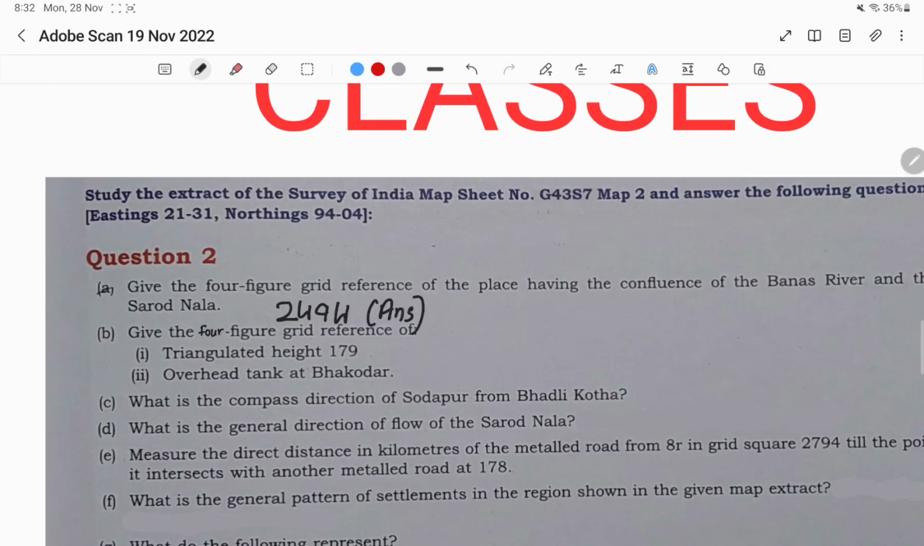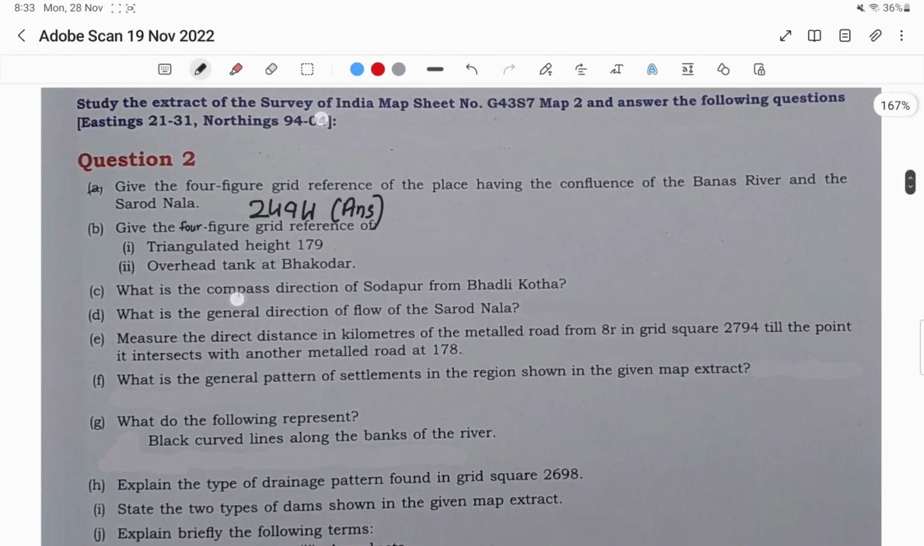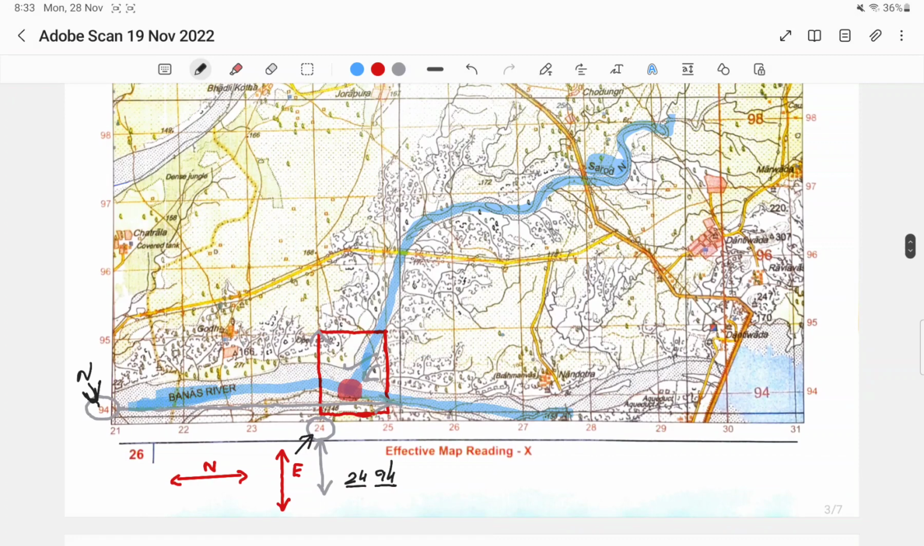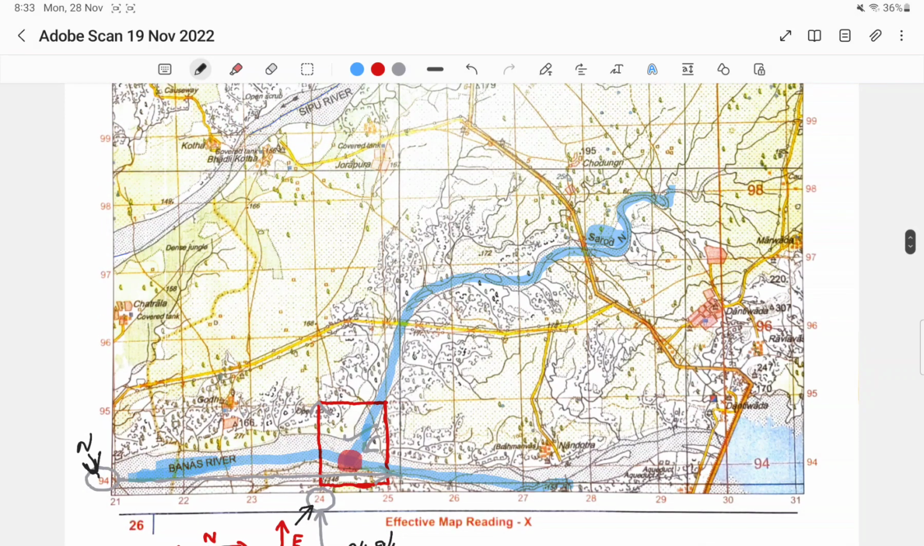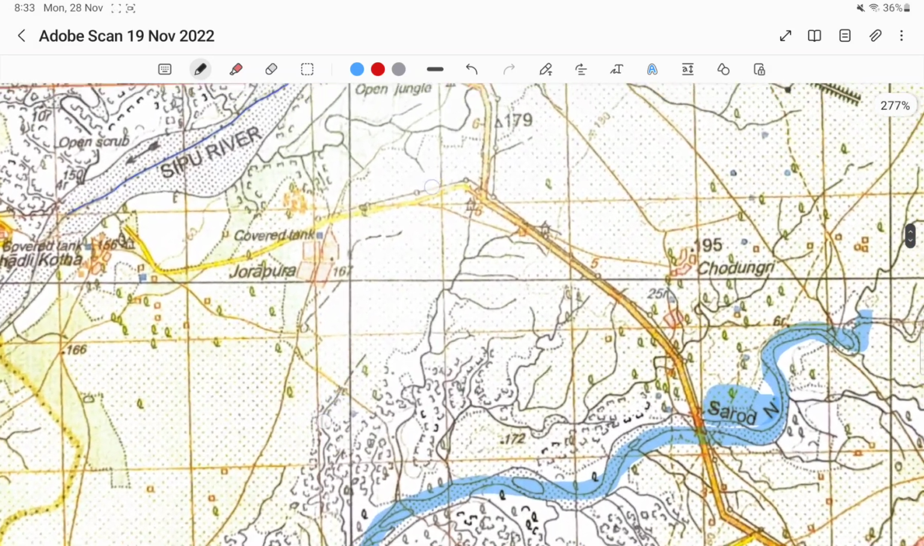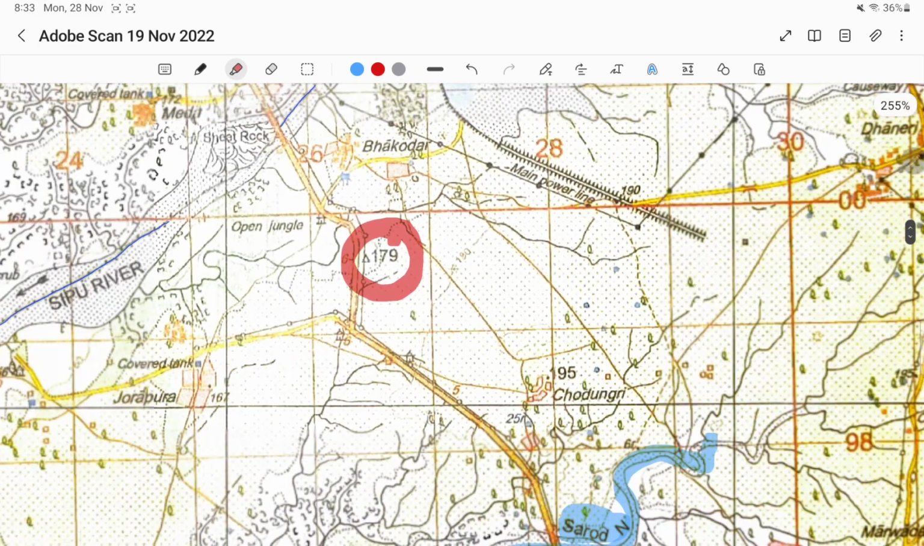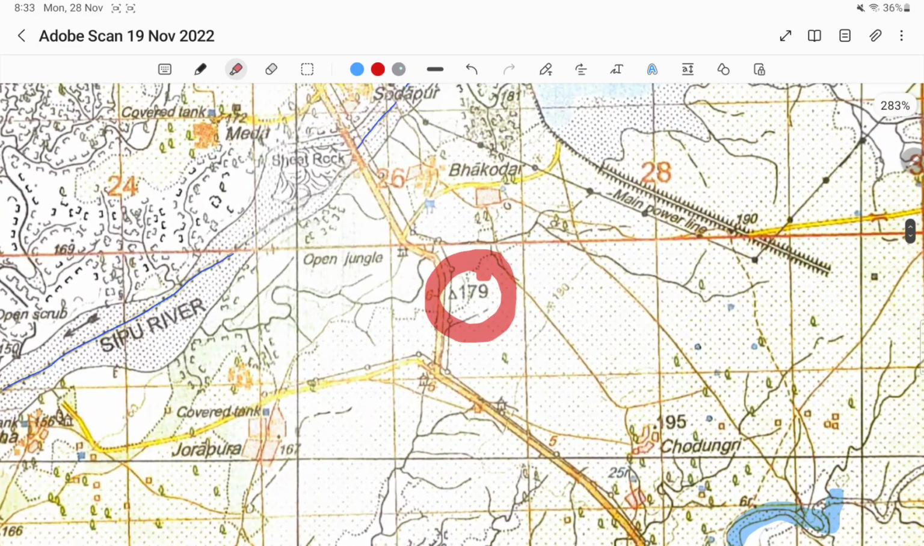Alright, now let's come to the second question. Question number 2 is to give the four-figure grid reference of the triangulated height 179. So let's search for this triangulated height 179 in the topo sheet. So students, as you can see over here, this is the triangulated height 179, as you can see in the figure.